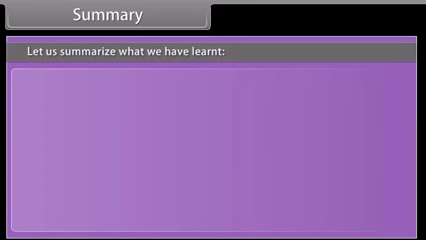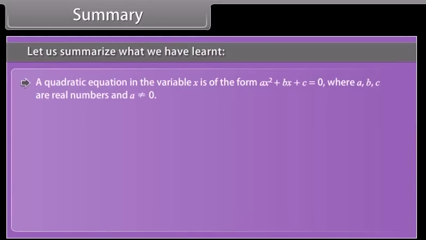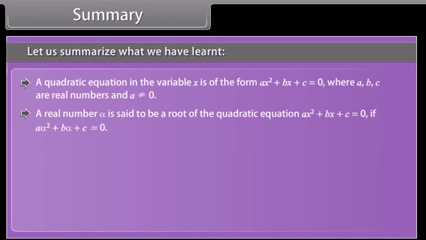Summary. Let us summarize what we have learned. A quadratic equation in the variable x is of the form ax² + bx + c = 0, where a, b, c are real numbers and a is not equal to 0. A real number alpha is said to be a root of the quadratic equation ax² + bx + c = 0 if aα² + bα + c = 0.